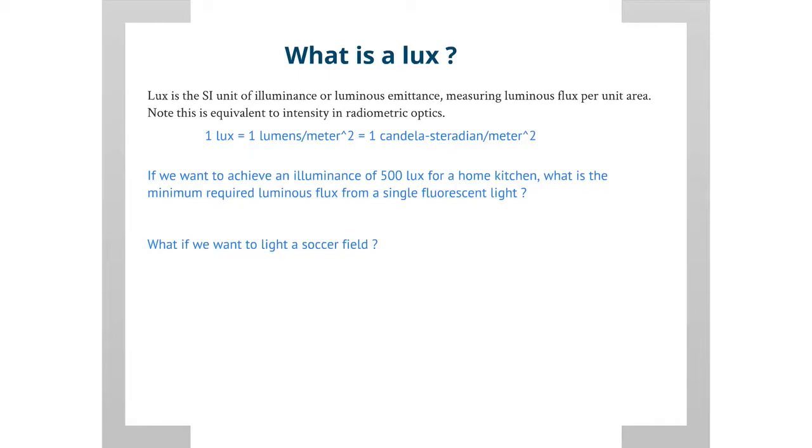Okay, now let's do a couple of examples, very simple examples. Let's start with this. You can think about it. If we want to achieve an illuminance of 500 lux for a home kitchen, what is the minimum required luminous flux from a single fluorescent light? Let's say you're only using a single light. Okay, so you can discuss for 30 seconds. Again, these are very simple, but what I want you to gain is intuition. You can discuss.